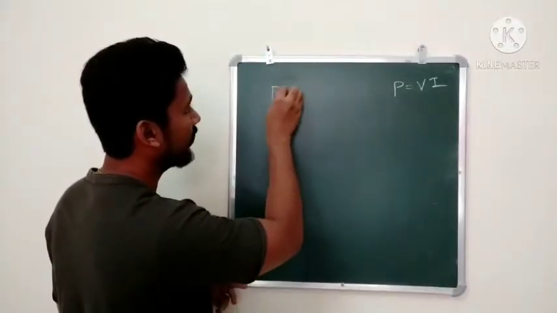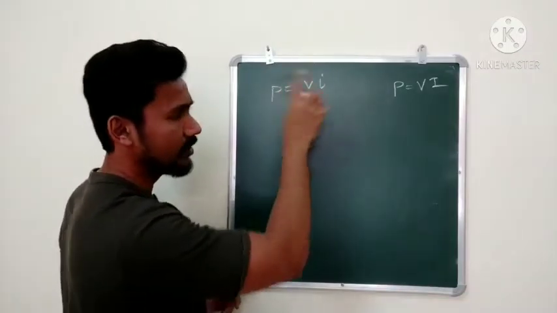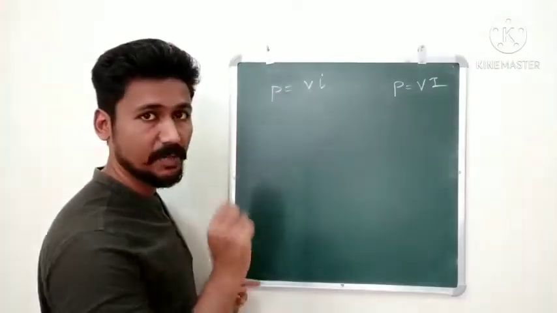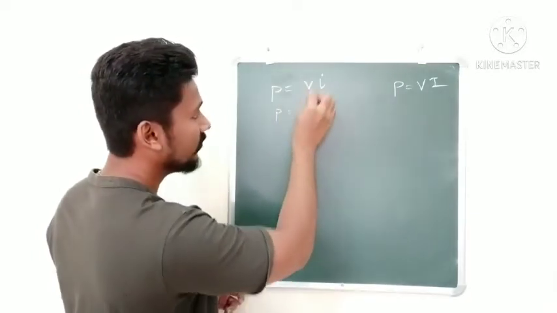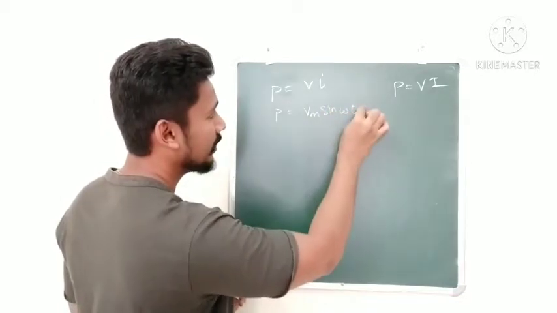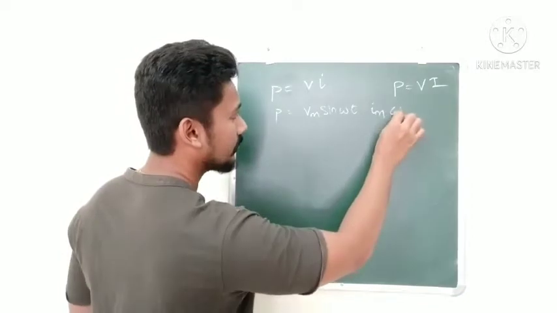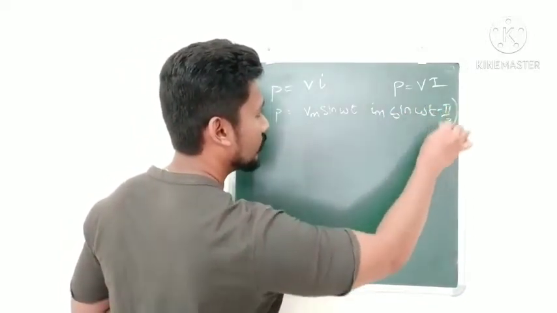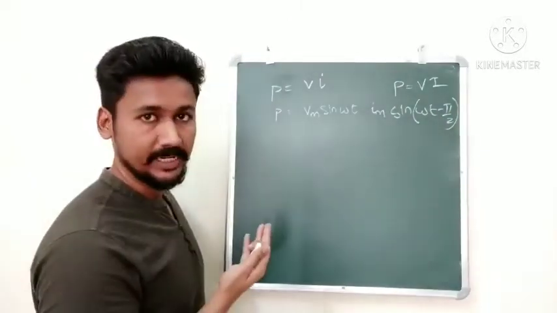So we will write power is equal to small v into small i, that is the alternating voltage into alternating current. So this is the instantaneous power that we are getting. How much will this be? P will be equal to v, which we know is Vm sin omega t, multiplied by i, which is Im sin of omega t minus pi by 2. This is the relation that we have already derived, so no need of repeating it.